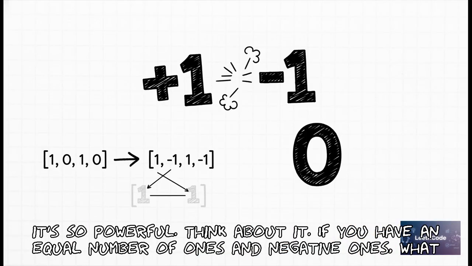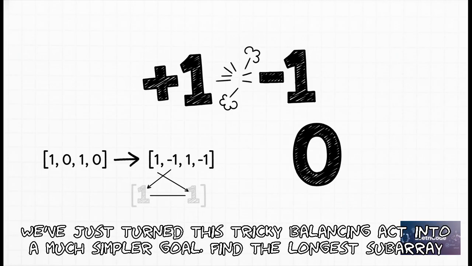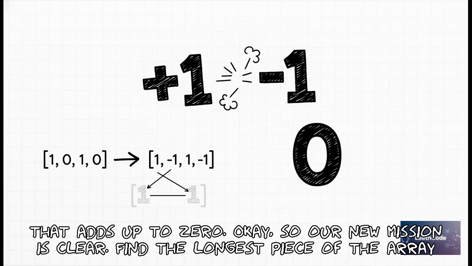And this is why it's so powerful. Think about it. If you have an equal number of ones and -1s, what happens when you add them all up? They perfectly cancel each other out, and the sum is 0. We've just turned this tricky balancing act into a much simpler goal. Find the longest subarray that adds up to 0.